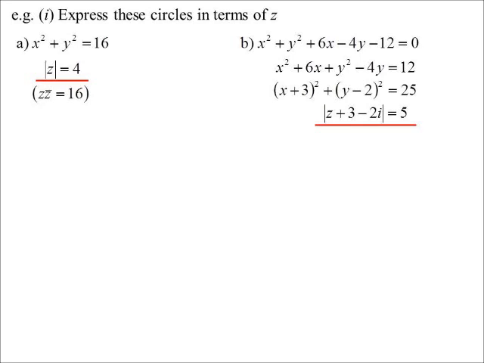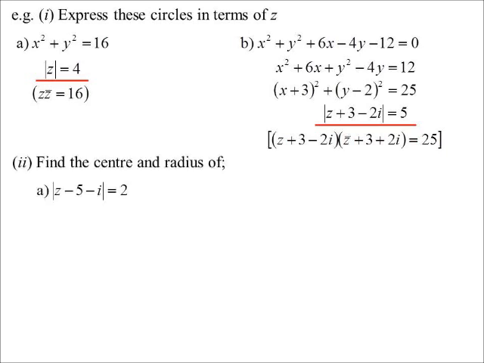The actual centre is not 3 minus 2i, remember. The actual centre is minus 3 plus 2i. Because we're saying z minus the centre. And the radius for that one would be 5. So if we were to draw all the complex numbers, such that the distance from z to minus 3 plus 2i was 5, we'd get a circle. And in conjugate form, it would look something like that.